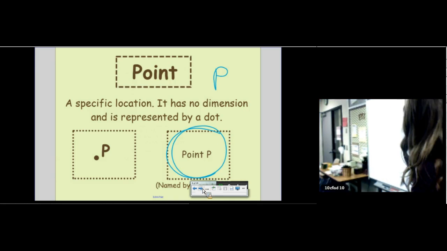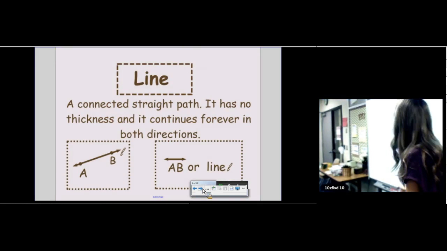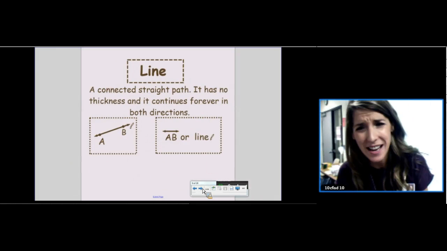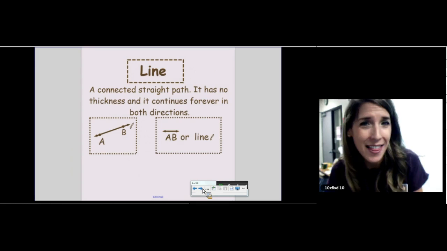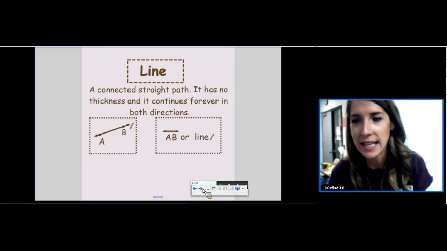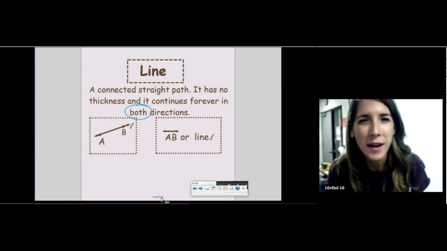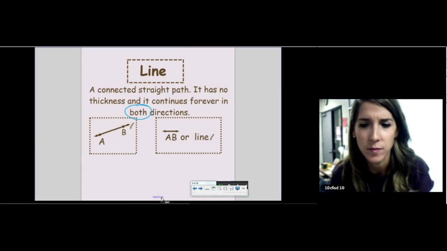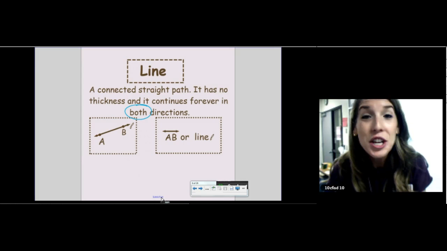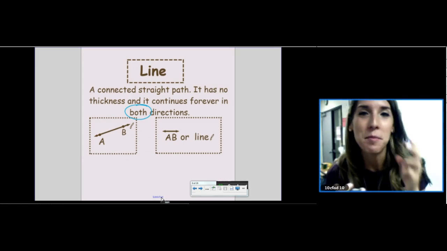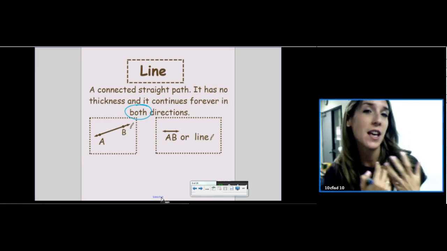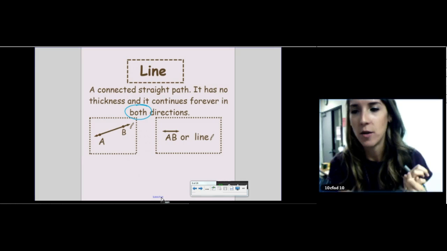Let's keep going. A line. A line, your textbook's definition is a connected straight path. I think that's kind of an odd definition, but that's okay. It doesn't have thickness. It goes on forever in both directions. Now, what does that word imply, both? What do you think of when you hear both? Two. Very good. So both implies that it goes on in two directions. Some people say it goes on in opposite directions. So that's what that means.